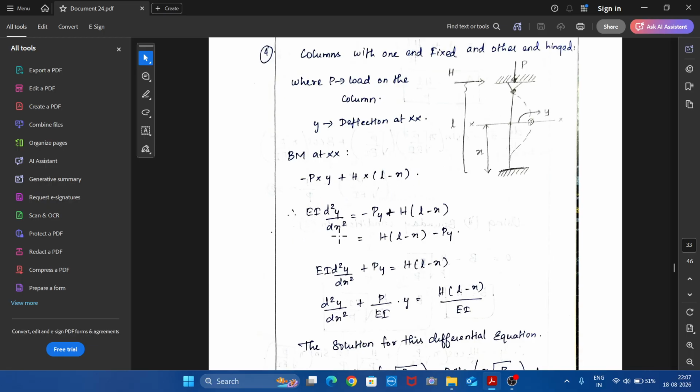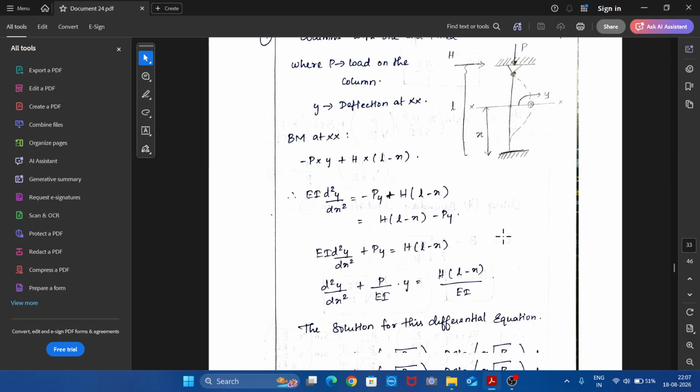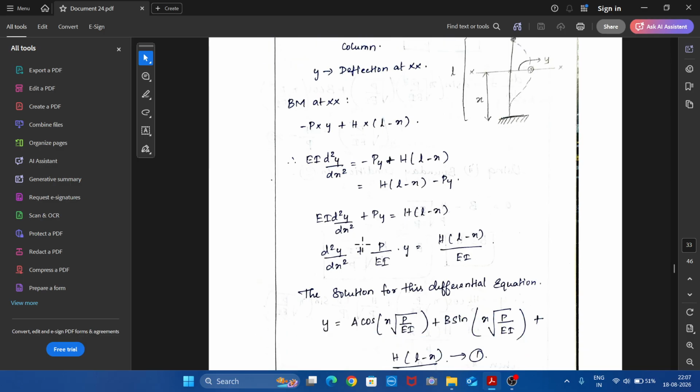We have EI d squared y by dx squared equal to Mxx. So this will be minus P y plus H into L minus x. This can be written as H into L minus x minus P into y. So bringing this P y to this side, EI d squared y by dx squared plus P y equal to H into L minus x. Dividing this equation throughout by EI, we will be getting d squared y by dx squared plus P by EI into y equal to H by EI into L minus x.